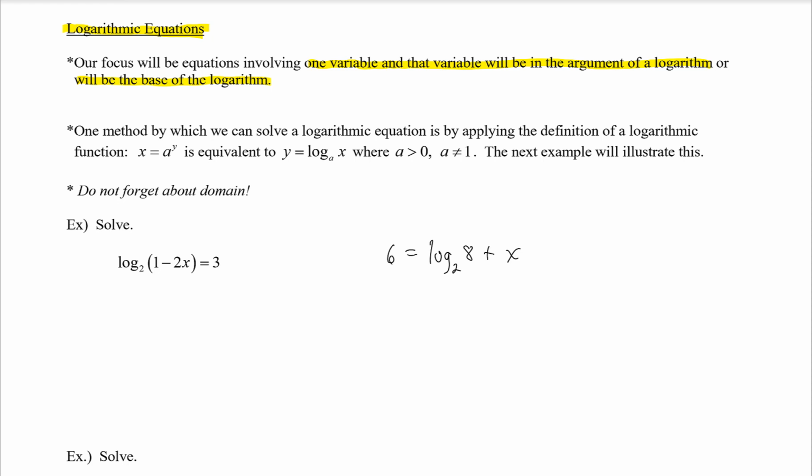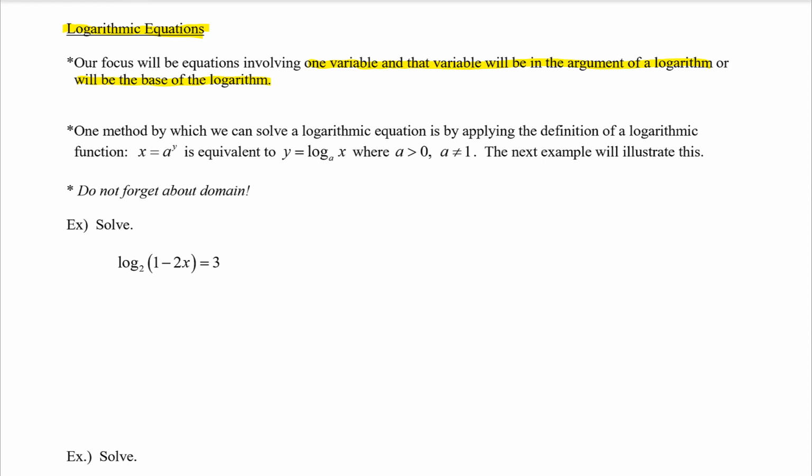that's not a log equation. This is just an algebra 1 equation. Log base 2 of 8, that's just a constant. So x would just be 6 minus log base 2 of 8. That'd be the answer. It's not a log equation. So that's not what we're solving. We're interested in solving equations where the variable's either in the argument of a log or the base of a log.